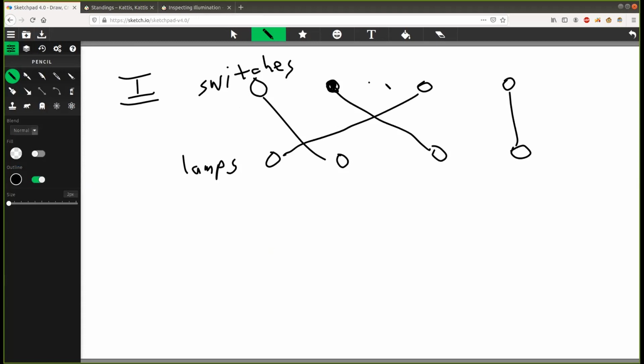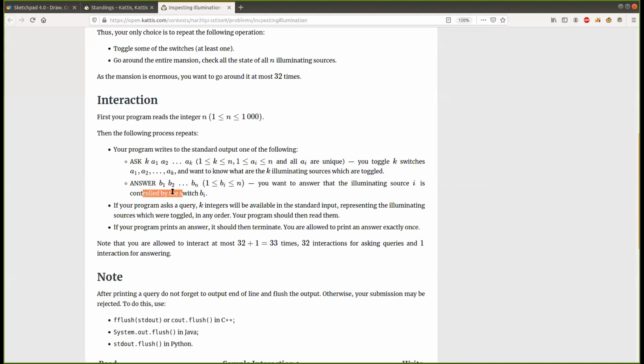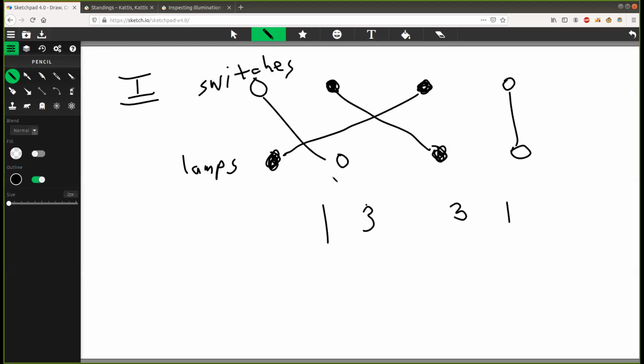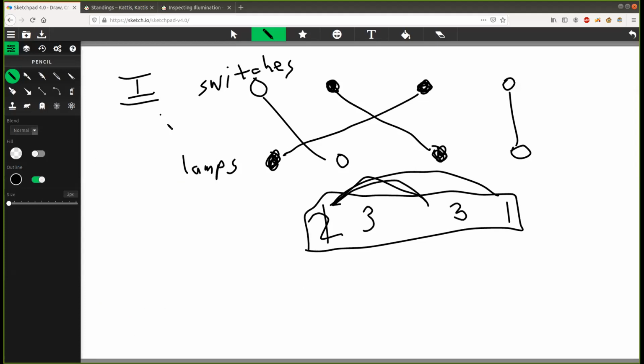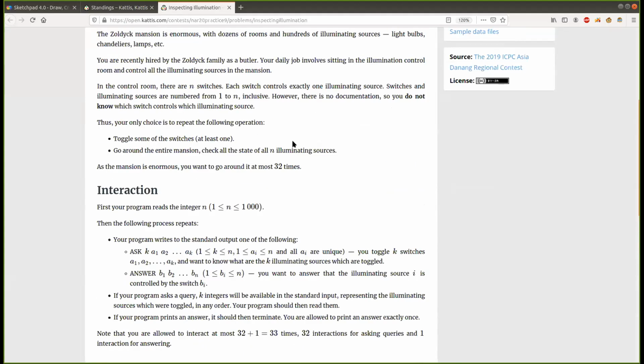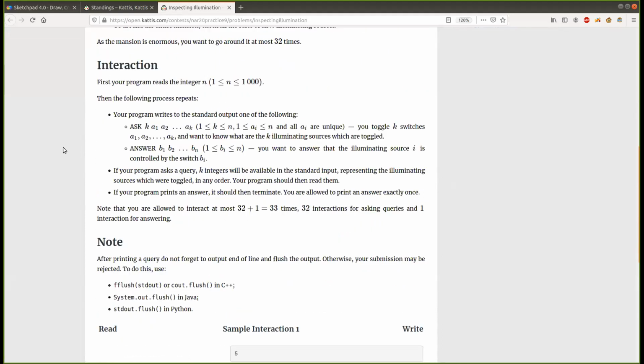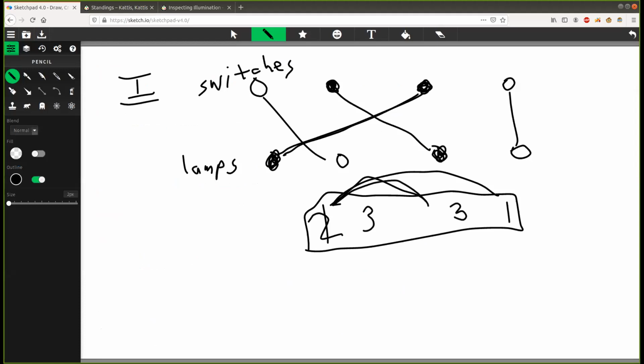So if I ask switches 2 and 3, it will respond with lamps 1 and 3, or it might say 3, 1. Either that or it sorts them, I forget. But either way, we can't tell if 2 controls 3 or 2 controls 1, just from this one question. But the idea is that if we can ask at most 32 questions, can we find the exact correspondence between switches and lamps? Does that make sense?